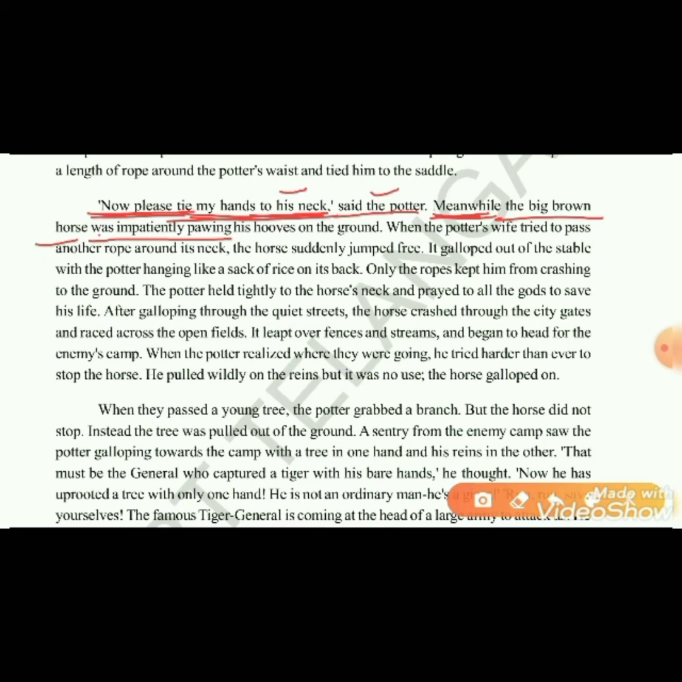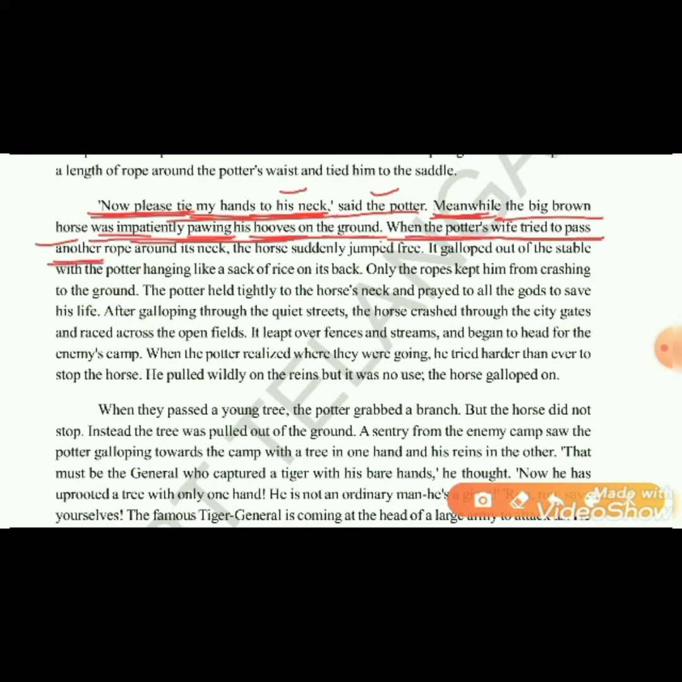The horse had been disturbed for a very long time, so that horse was not able to hold on under that disturbance. Pawing his hooves on the ground. When the potter's wife tried to pass another rope around its neck, the horse suddenly jumped free. One rope she tied, and when she was trying another rope, immediately the horse felt this was the signal for moving, and it jumped free. It galloped. Galloped means ran fast.